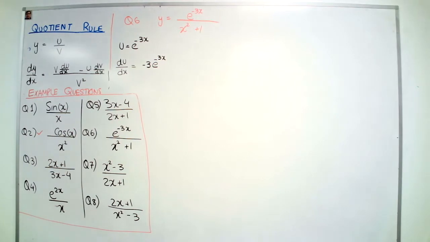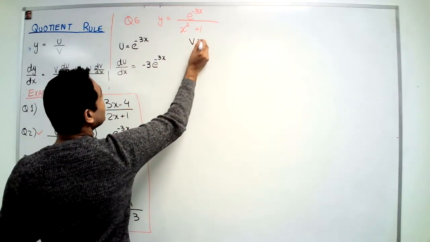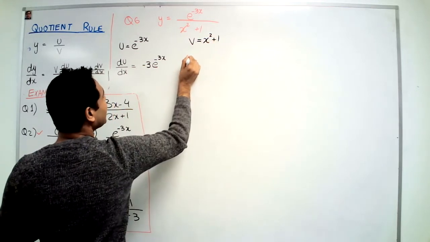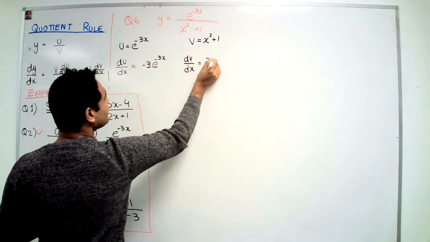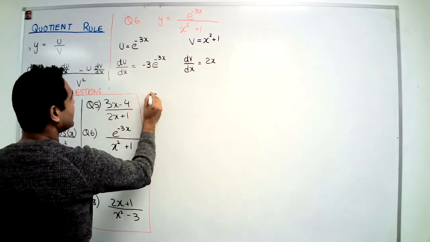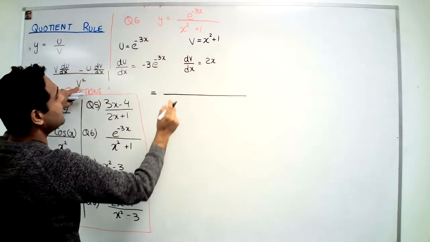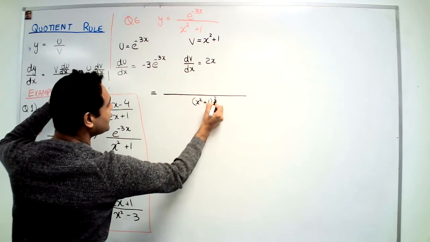So I got du over dx done. Now v. My v is x squared plus 1. So if I want to find the differentiation of this one, this is going to be 2x plus 0. So I got 2x. Now I need to apply the quotient rule, which is here, and I need to fill that one in. So fill in the values. So the bottom is v squared. V is just the bottom bit, which is x squared plus 1, and I need to square that one.